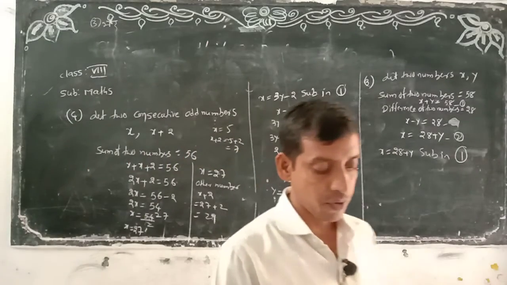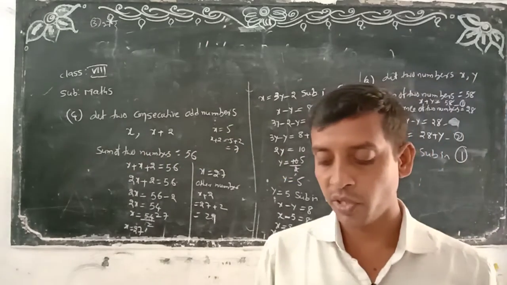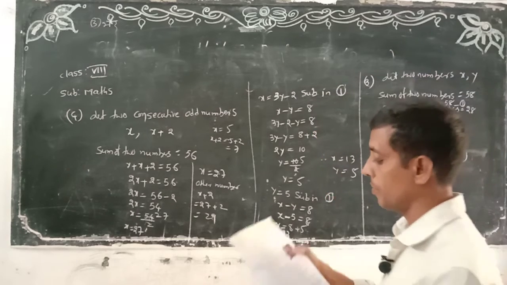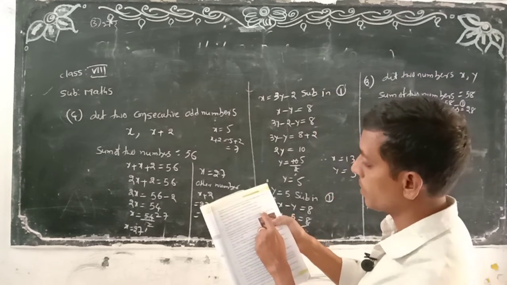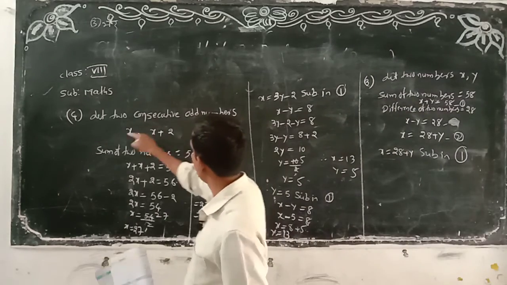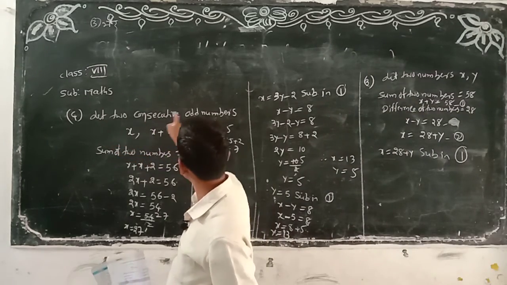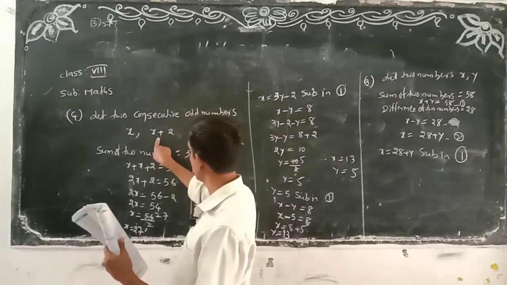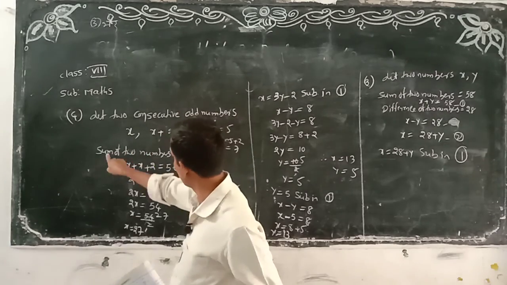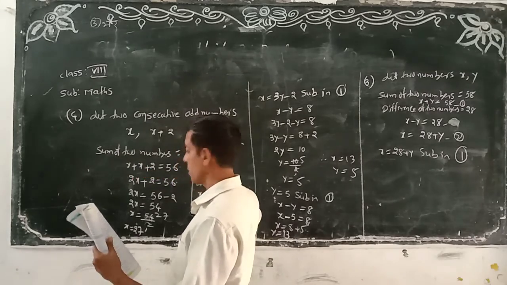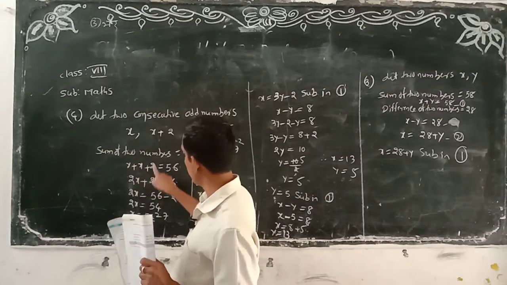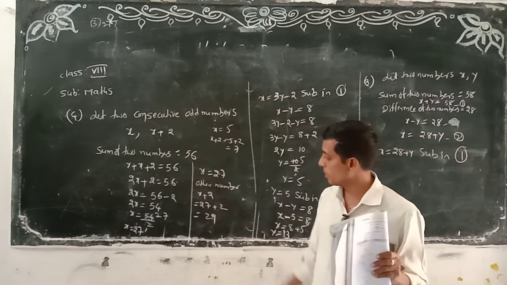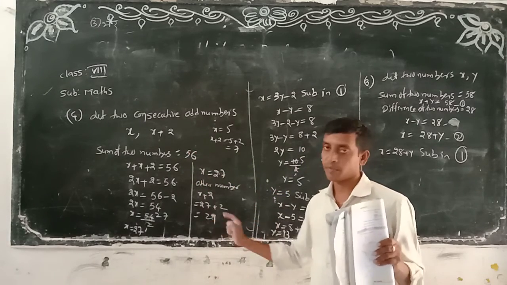You have to do the fifth one. Sum of 3 consecutive multiples of 7 is 777. Same process, but here the clue is given above: x, x plus 7, x plus 14. No need to write it down here. The sum is equal to how much? 777. x plus x plus 7 plus x plus 14 is equal to 777. Find the x value. Then find x plus 7, then x plus 14.